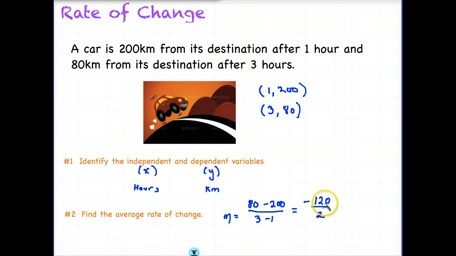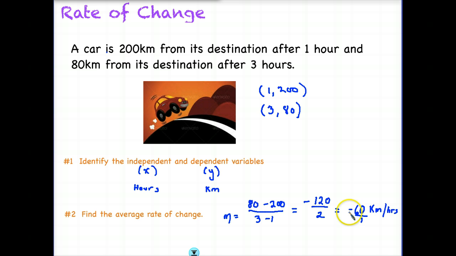So again, this is a rate of change. I need to go ahead and divide these out, and I will get negative 60. So what does that mean? Well, remember that we have negative 60 over 1. Negative 60 represents our kilometers, and the 1 represents our hours.